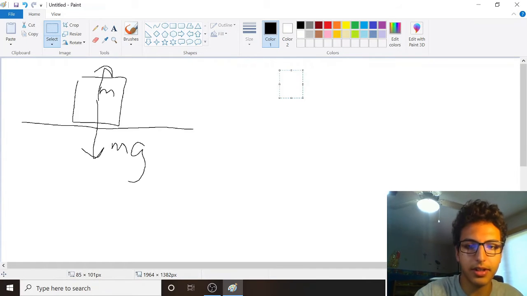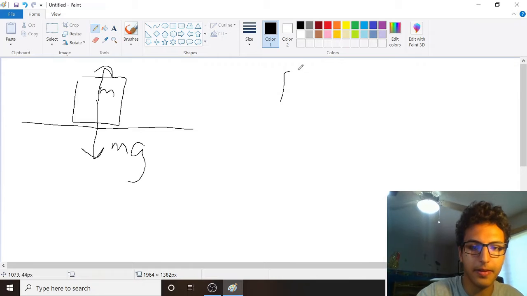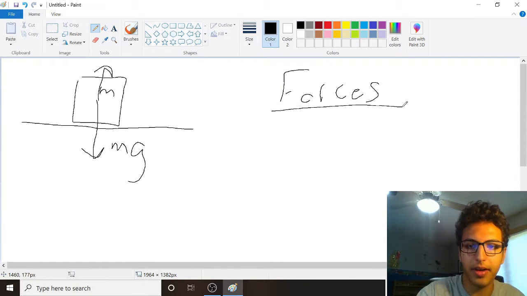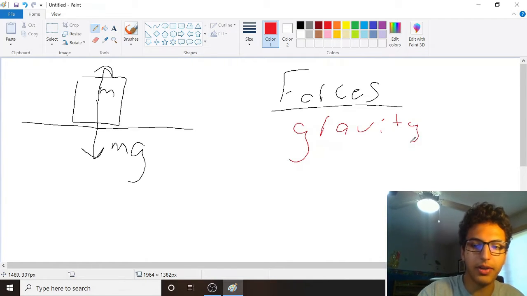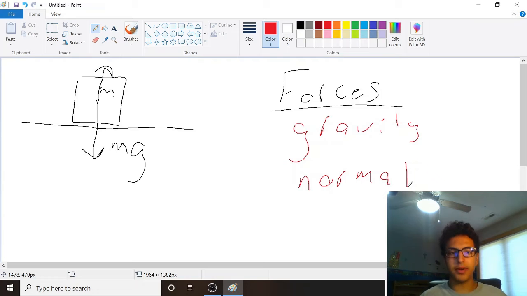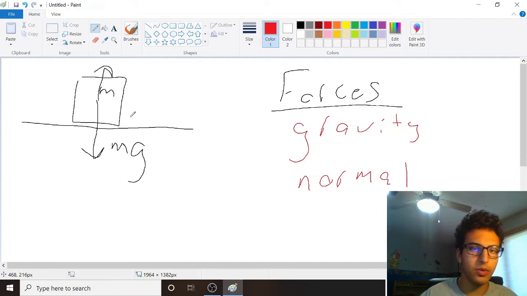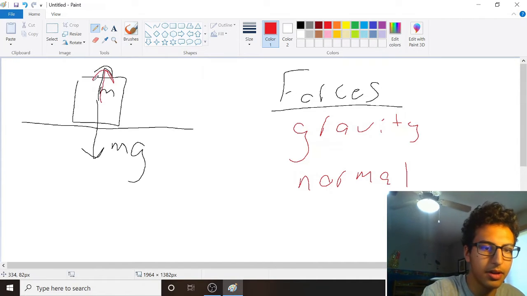Alright, so forces. We know that we have gravity. We know that we have the normal force. And normal, why? Because it's always perpendicular to a surface. So right here, we have a normal force going straight up.